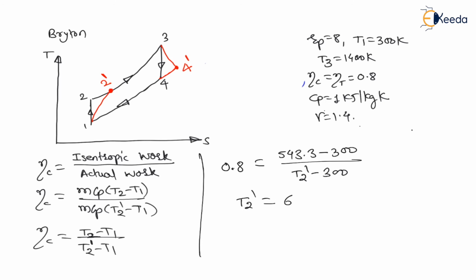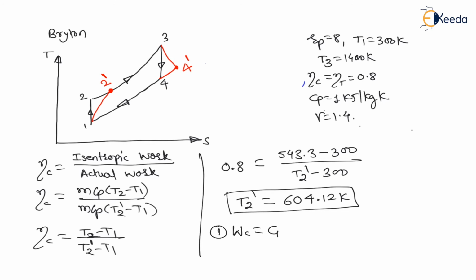If I solve for T2 dash, I will get 604.12 Kelvin. This will be the temperature at the compressor exit, right? At the end of compression, temperature will be T2 dash. Now let us find the first value. That is, the first question is what is the work of compression, that is, the power consumed by the compressor.